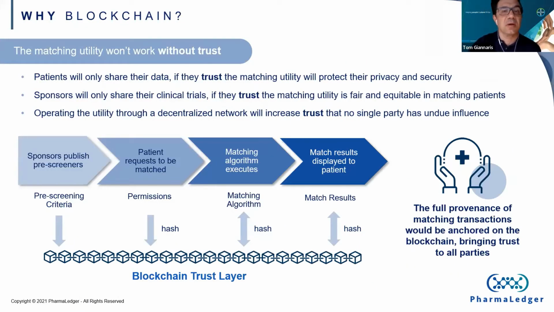So we heard a lot about why blockchain. Quite simply, we think that blockchain technology is the best to ensure that the utility will provide the most trust. Patients want to share their data if they trust the utility. Sponsors will only share their clinical trials if they trust the utility, that it's fair and equitable, and that basically the entire matching utility is based on a technology that we think fulfills the highest demands and expectations to protect privacy and security.